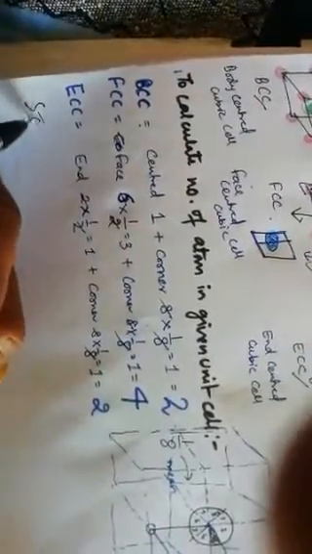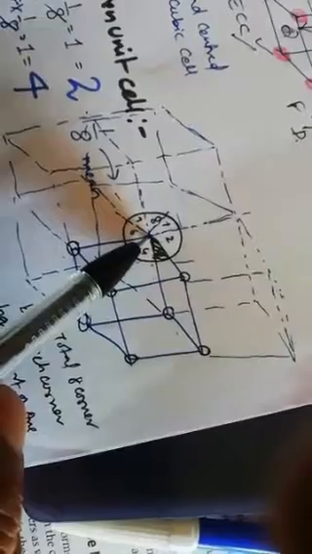So how to calculate the atoms per cell? It is very simple. Simple cubic unit cell has 8 atoms in the corner, each 1/8. What is the meaning of 1/8? See, this is one unit cell. Suppose this is one atom in one corner. Like this, it will be on all 8 corners: 1, 2, 3, 4, 5, 6, 7, 8.